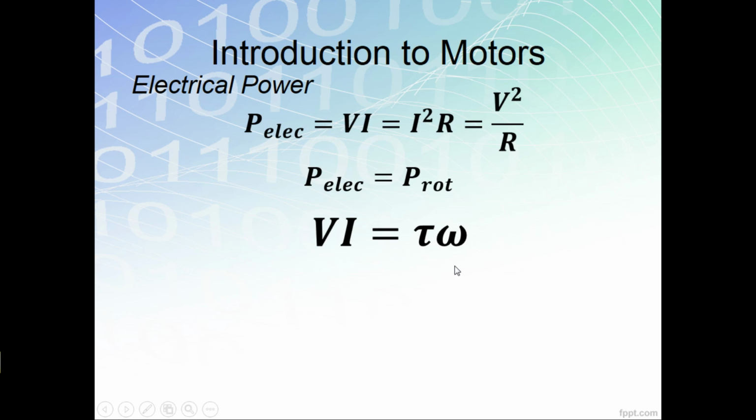And what can we conclude from this equation? First, the torque is inversely proportional to the angular velocity or angular speed. This conclusion proves the concept that if the motor is high speed, it has low torque, and if it is low speed, it has high torque.